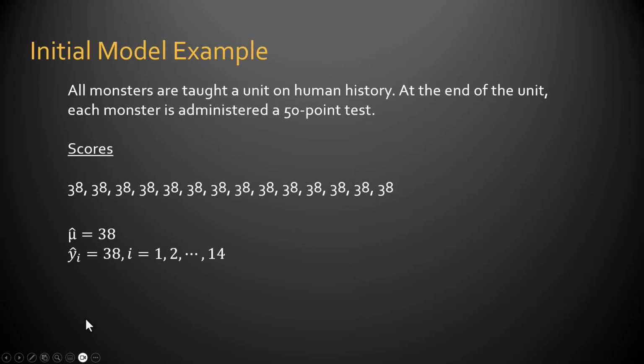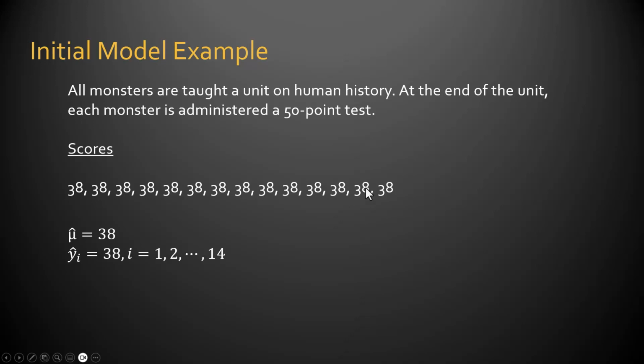So let's suppose that we take our monsters, in this case I have 14 of them, and I teach them a unit on human history, and at the end of the unit I administer a 50-point test, and all monsters score a 38. They're all going to score the same because each of these monsters are built the same. They're clones. So it's like having the same person repeatedly in your human history class. Everyone ends up with a 38.